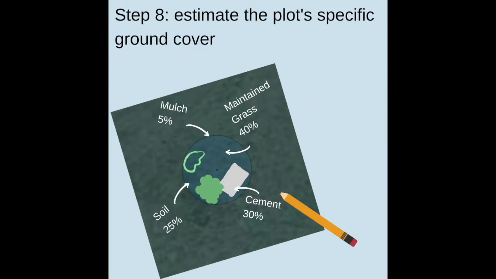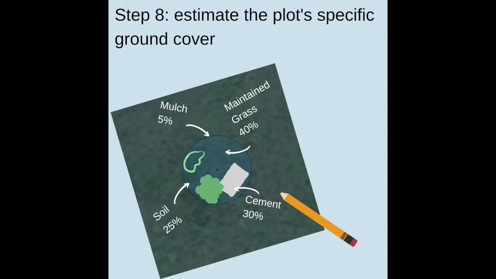Step 8. Now we need to estimate some more specific ground covers in the plot. Again, your sketch map will come in handy for this step. Looking at the different ground covers you have drawn onto the map, such as patio and shrubs, have a go at guessing how much of the plot these cover.